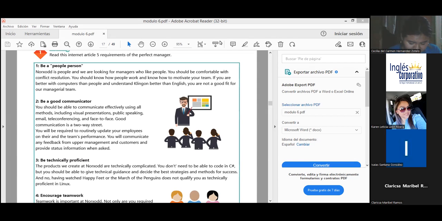Okay. Be technically proficient. The products we create are technically complicated. You don't need to be able to code in C, but you should be able to give technical guidance and decide the best strategies and methods.